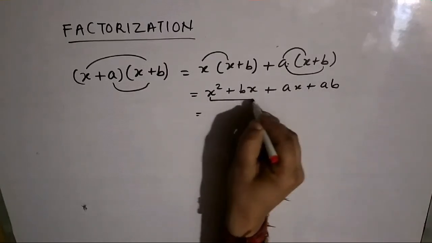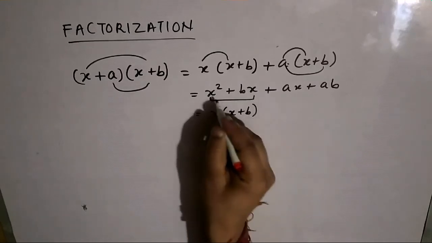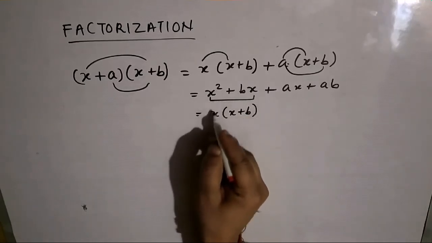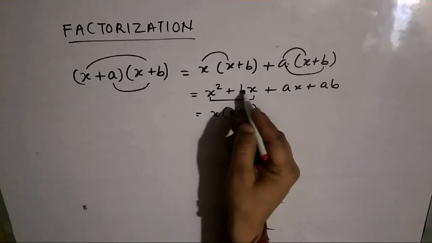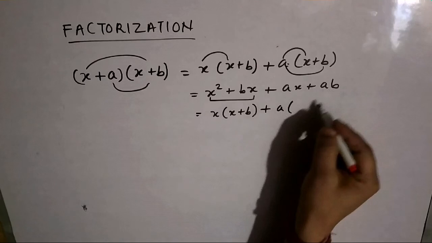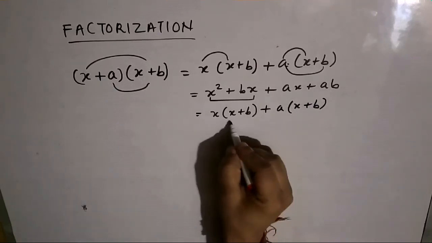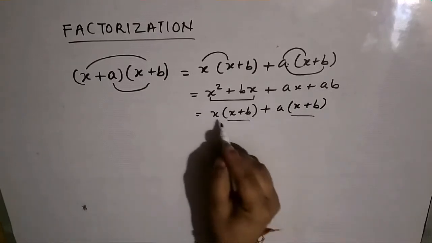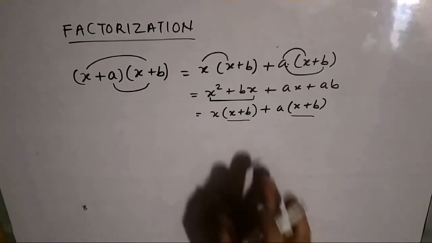So you can take x common from here, so that would become x plus b, because there are two terms of x. So if you take x common, so only one x would remain, and from here x has gone, so only b would remain. So likewise from here a you can take common, so x plus b would come out. So you can see easily that x plus b is there and x plus a is there. Okay, so again that would come out.